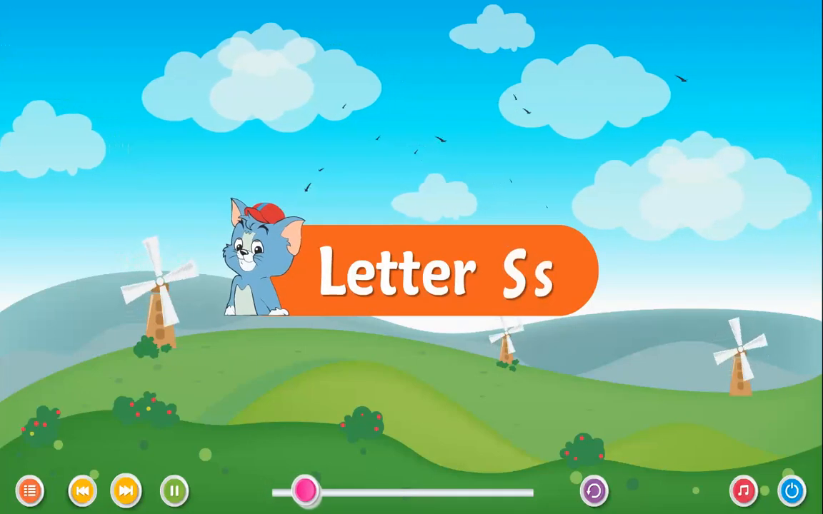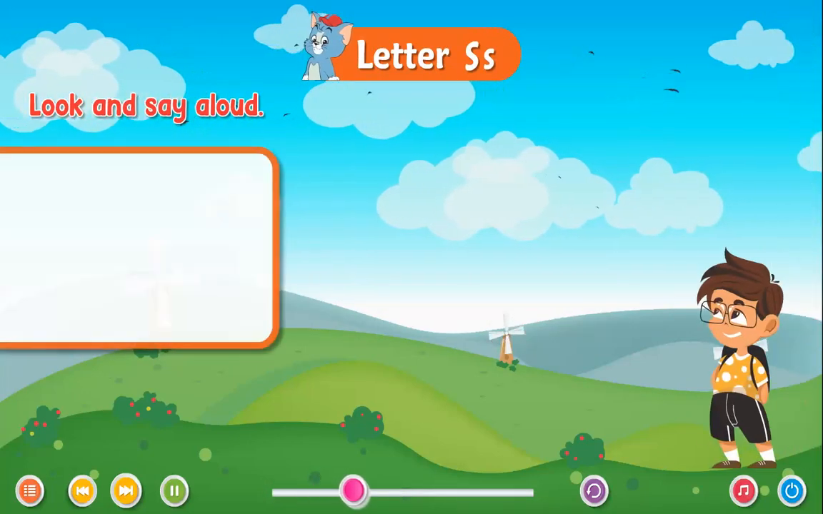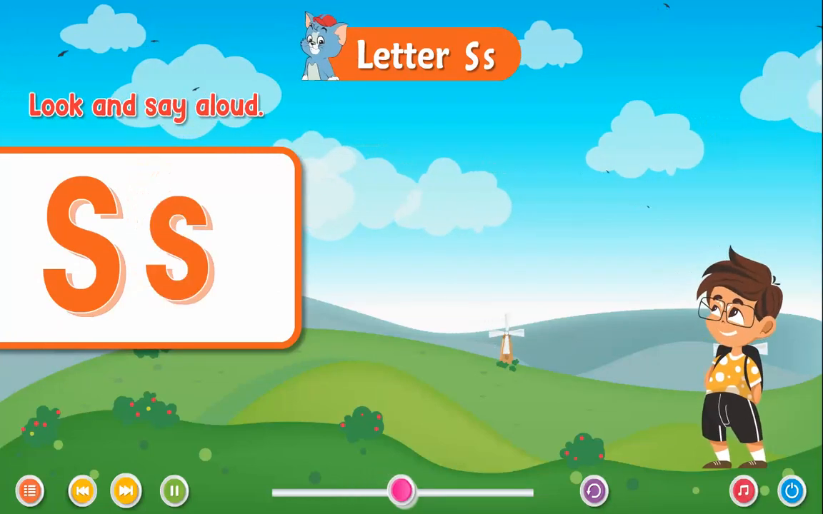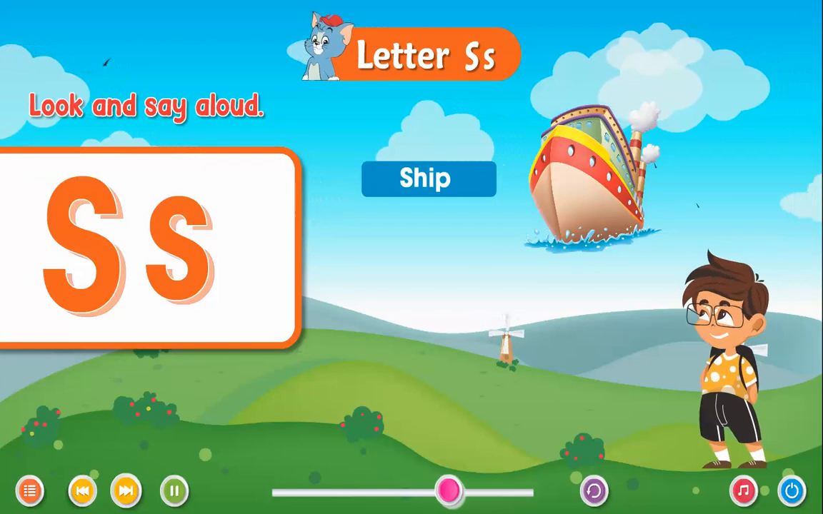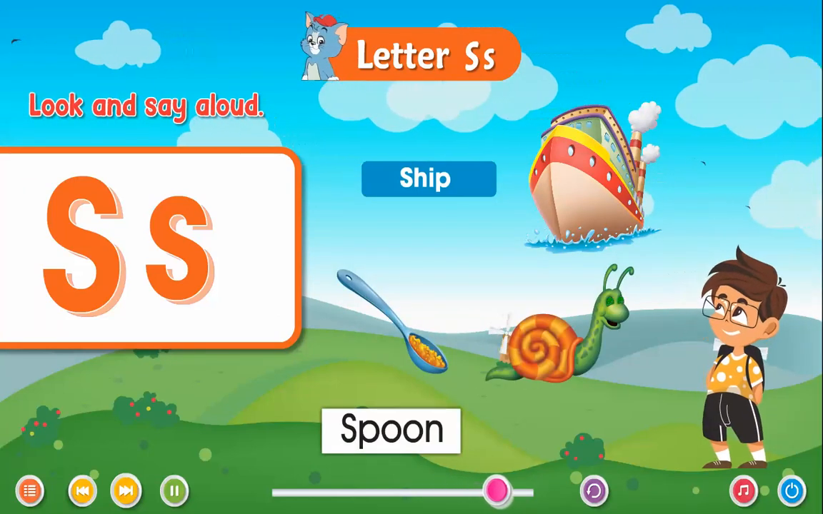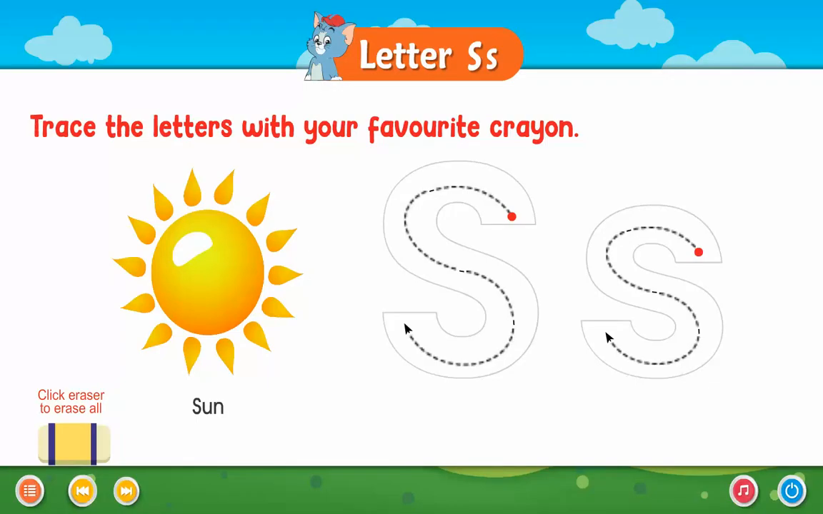Letter S. Look and say aloud. Letter capital S, small s. S for ship. S for spoon. S for snail. Trace the letter.